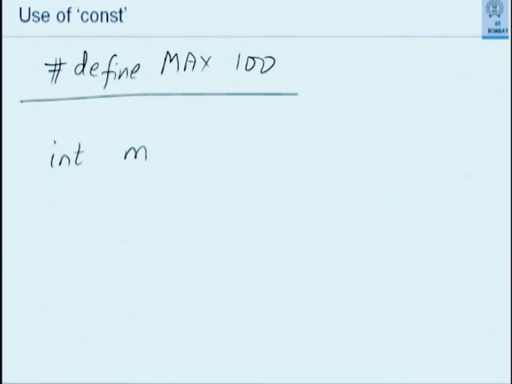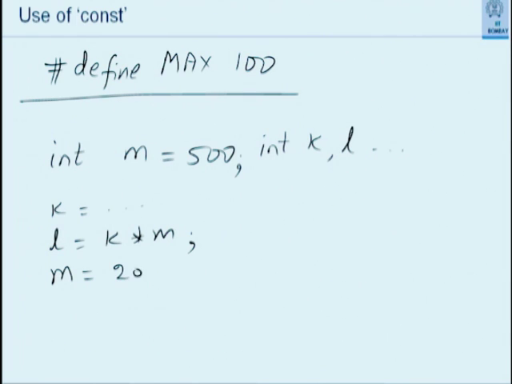Many times we would like that when we say, for example, int m, we are permitted to declare an initial value for that int m. So I might say int m equal to 500. Now while I might have other ints, say int k, l or whatever, I might change the value of k sometime like this. I might change the value of l as equal to k star m or whatever. But I might also change the value of m, which may become say 200. All these are permitted statements because k, l, m are normal integer variables and their values can be changed.